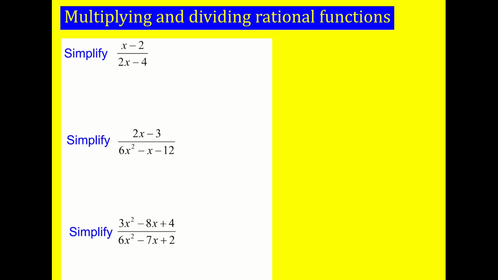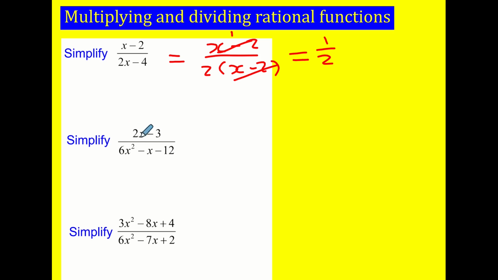Okay, the first one. We want to simplify this, so that means we're looking for common factors. A good idea is to factorize the top and the bottom. If you factorize the bottom, you see there's an x. I can take out a 2, and that leaves me with x minus 2, x minus 2. These are going to cancel, and that just leaves me with 1, so the answer is a half. I think that's the best way to do that one. Okay, let's look at this one.